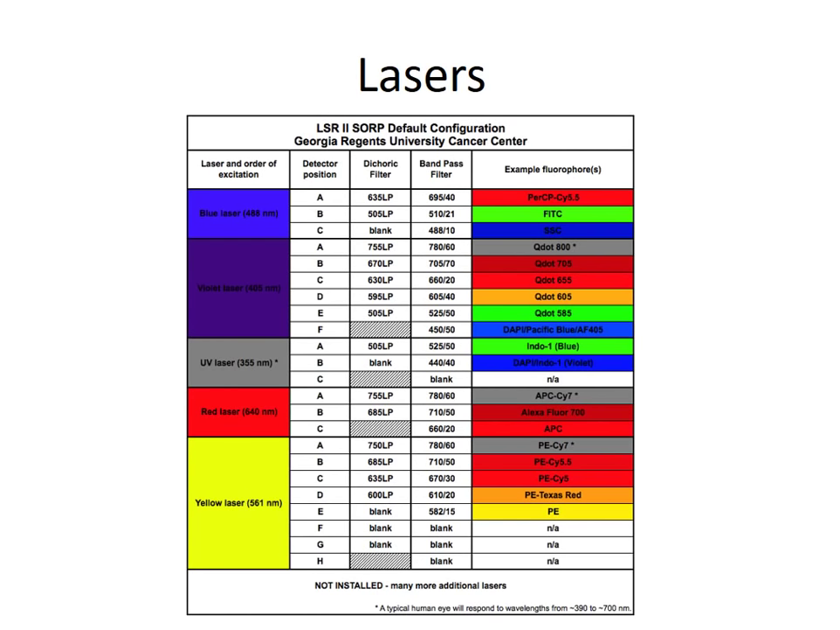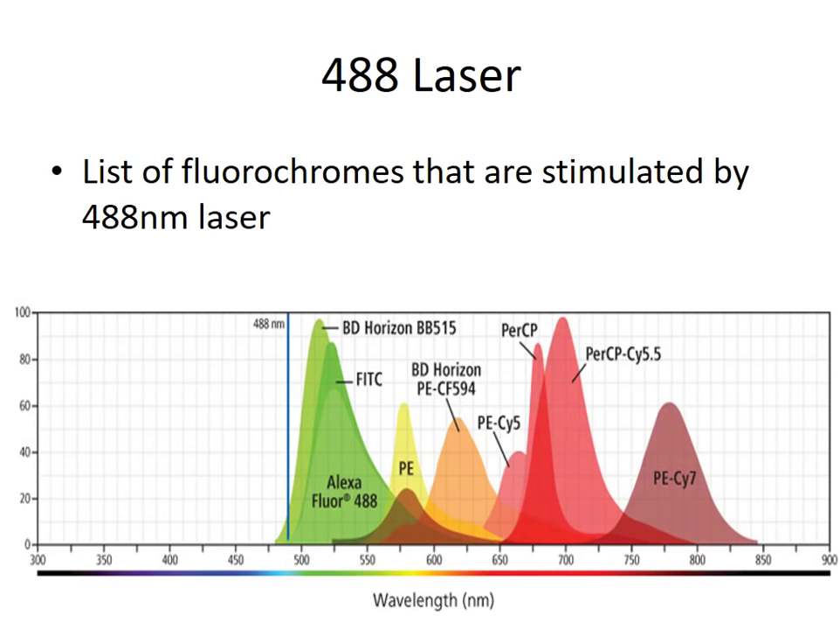And again, this is just another example of a cancer centre that uses different lasers to enable it to use a greater range of fluorochromes, which enables it to identify a range of different markers. Now, this is an example of the spectral capacity of different fluorochromes. Okay?